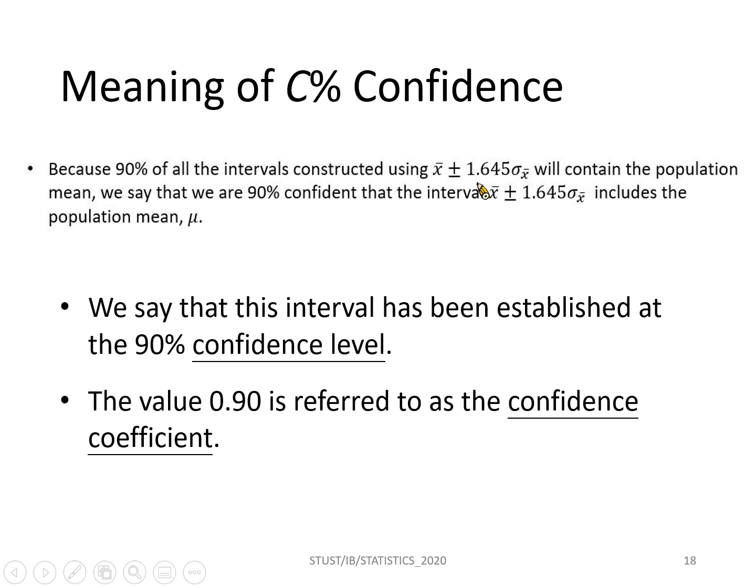Because 90% of all the intervals constructed using such a formula, that is x bar plus or minus 1.645 multiplied by the standard error of the sample, will contain the population mean. So with 90% confidence, we can say the interval x bar plus or minus 1.645 multiplied by the standard error includes the population mean mu. So 90% is the confidence level, and 0.90 is the confidence coefficient.